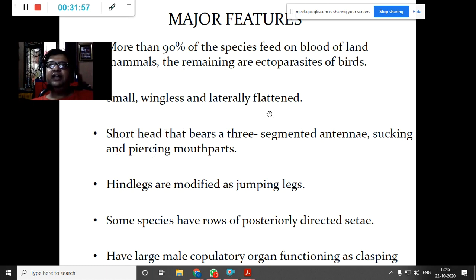They are small, wingless, and laterally flattened. Flattened like this from the sides, you can just press them to kill them. Their short head bears 3-segmented antennae, with sucking, biting mouthparts. Hind legs are modified as jumping legs. So if they want, they suck. But if they want to go to another region, they just jump with their hind legs over to another plant. So their hind legs are very strong. Some species have rows of posteriorly directed setae.